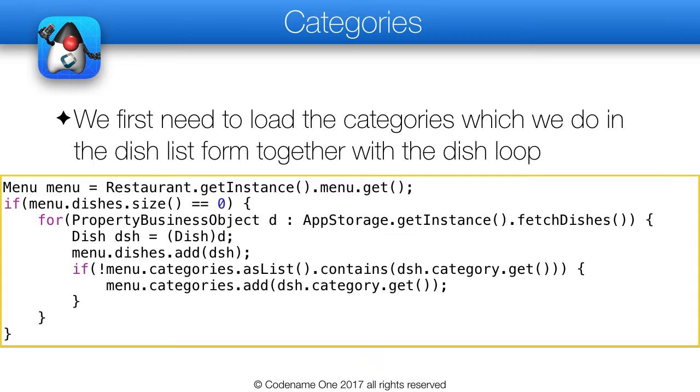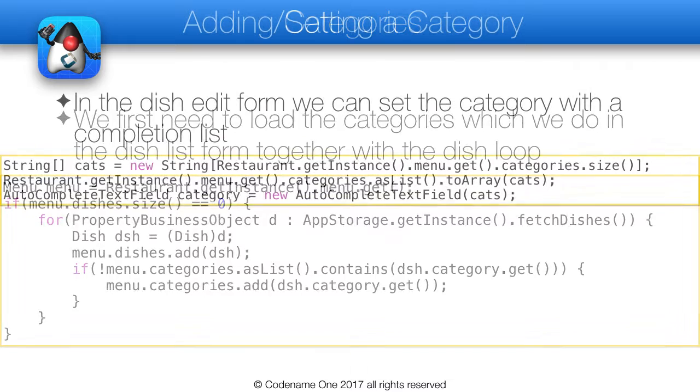When we fetch a dish, we can check if a category is already added, and if not, we can just add it into the list of categories. This list is used later on when we build the list model for the categories.